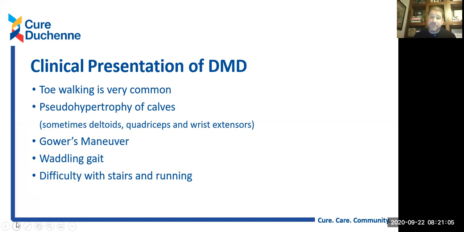Waddling gait, again, as the compensations are taking effect, they're having to use a lot of other movements. And so you'll see this kind of lateral shifting in the gait. And then difficulty with stairs and running. These are kind of for obvious reasons. As they're getting weak, those things demand a lot from the body, a lot of muscle activity, and so those things are going to become more difficult. There are definitely other clinical presentations, but those are usually the first things that we'll see.